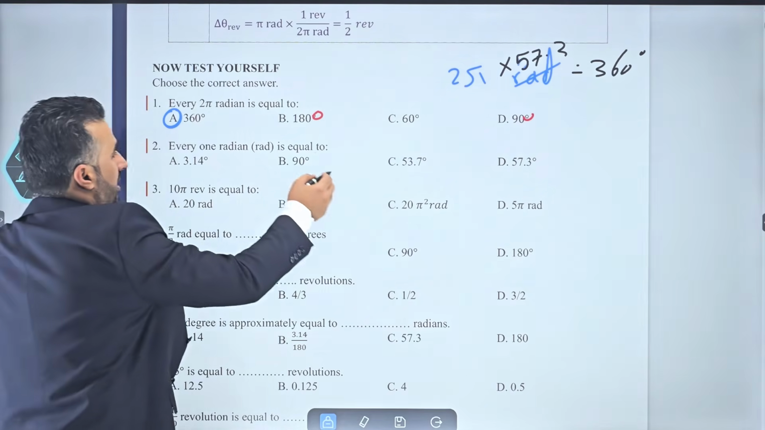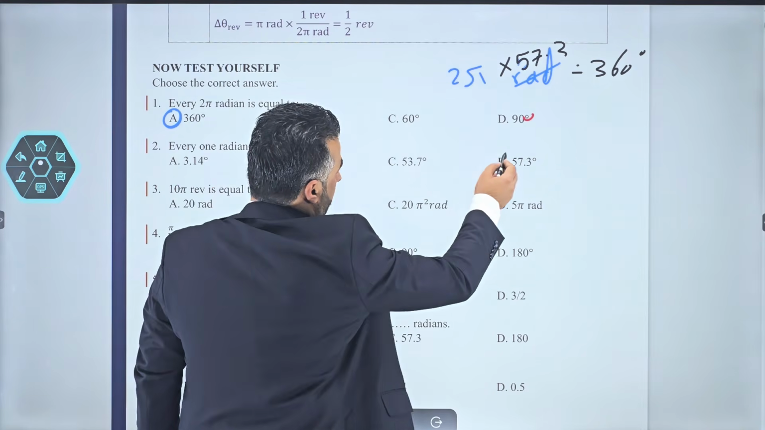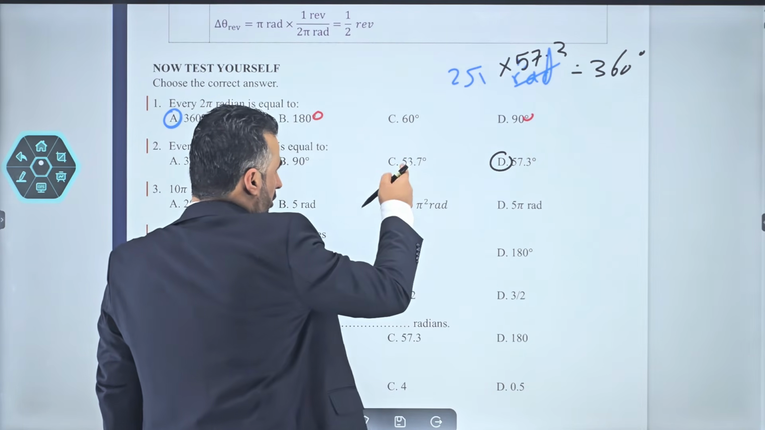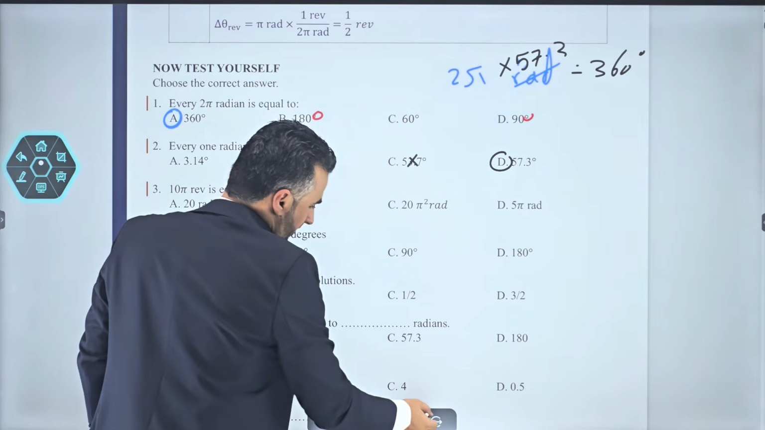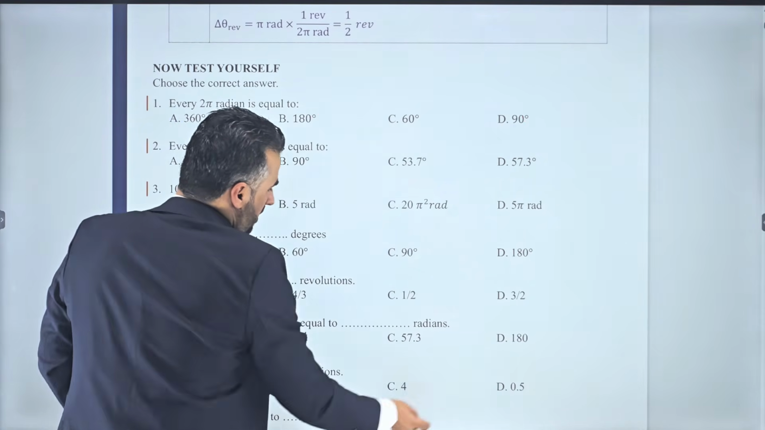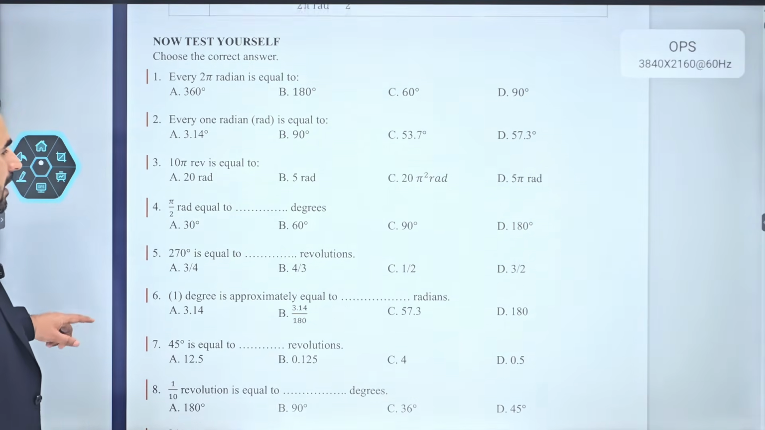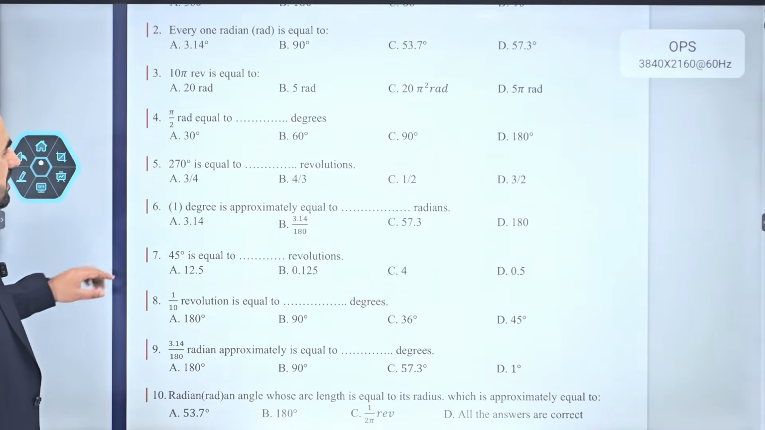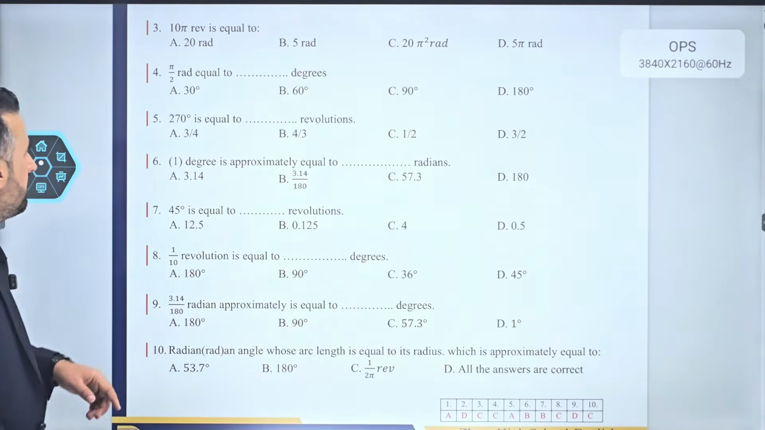It says every 1 radian, we've learned that, it is equal to 57.3. Be careful with this. It is not 53. It is 57.3. All right.